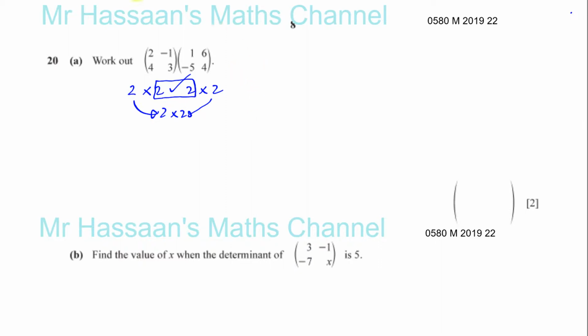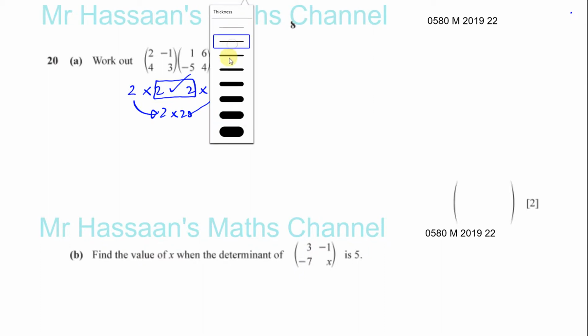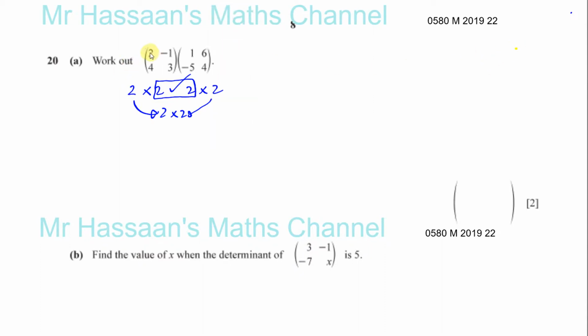Now when we multiply two matrices together, we have to make sure that we multiply the rows of the first matrix by the columns of the second matrix. So the rows of the first matrix by the columns of the second matrix. And this is how we go about doing so. We multiply row of the first by column of the second.